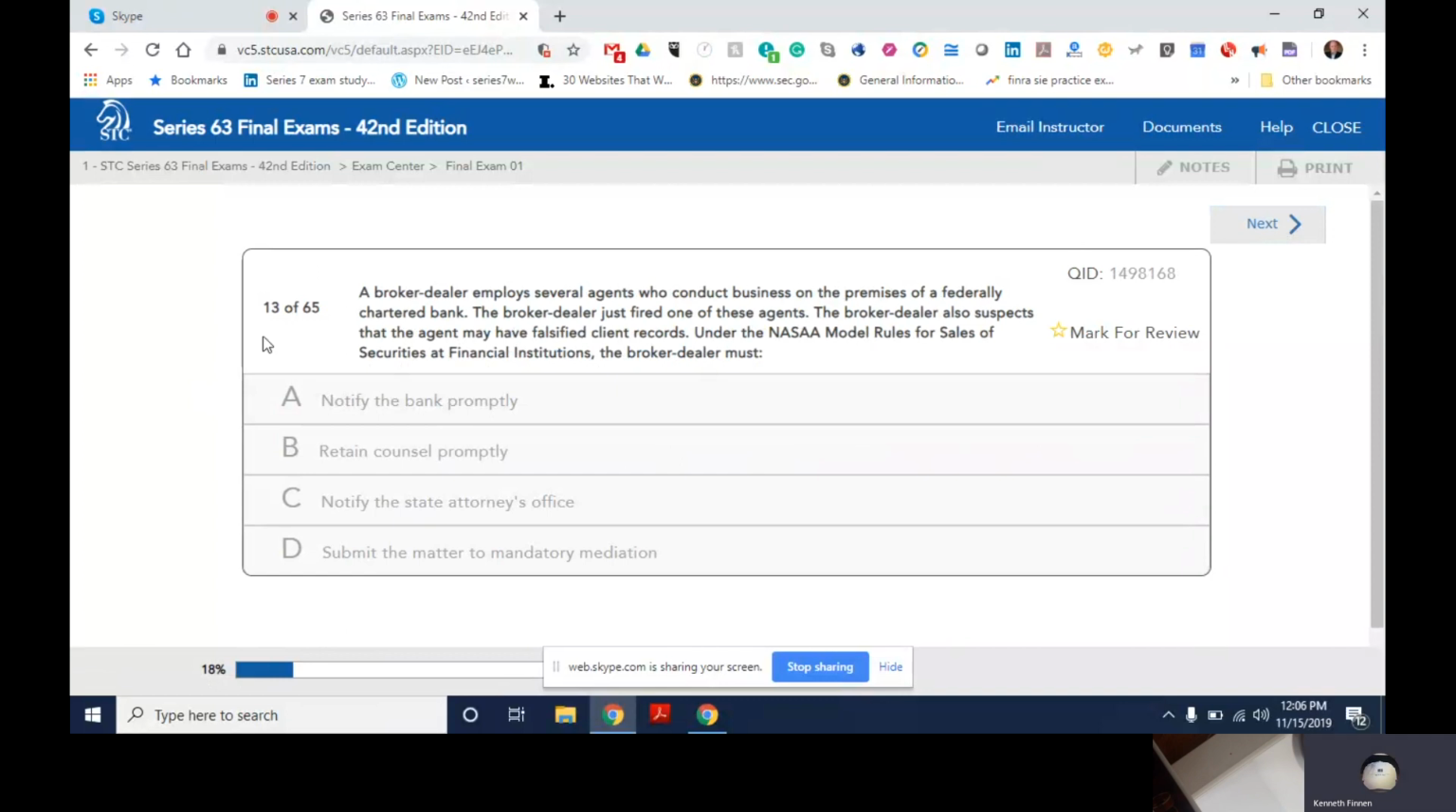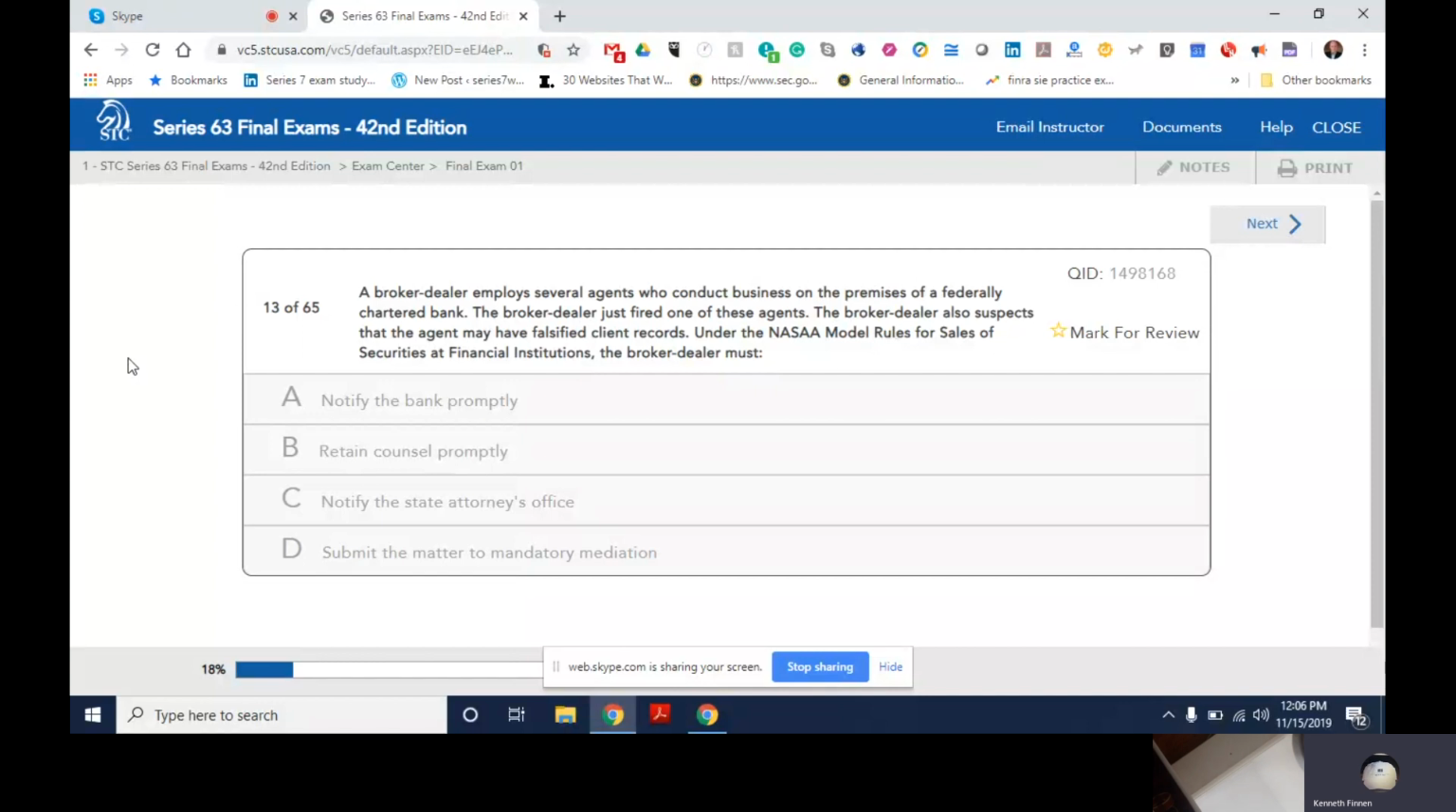A broker-dealer employs several agents who conduct business on the premises of a federally chartered bank. The broker-dealer just fired one of the agents. The broker-dealer also suspects that the agent may have falsified client records. Under NASAA model rules for sales of securities of financial institutions, the broker-dealer must... Anytime you have a broker-dealer on the premises of a bank, if anyone commits a felony or violation or anything, you have to notify the bank. So our answer here should be: notify the bank promptly.